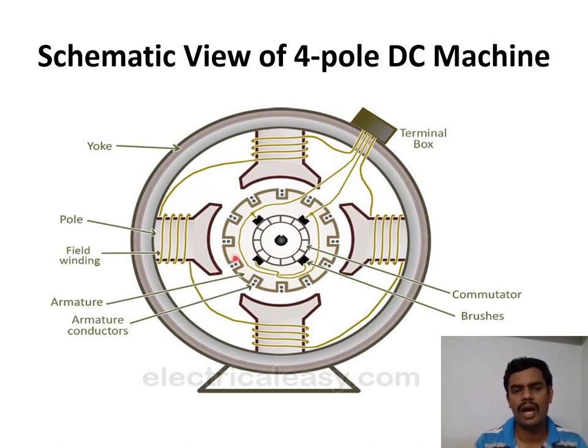This is the armature. The centermost part is called the armature core. The armature core has slots, which are filled with winding called armature conductors or armature winding. This is called the field winding. The outermost covering of all this is called the yoke. This is called the base plate.